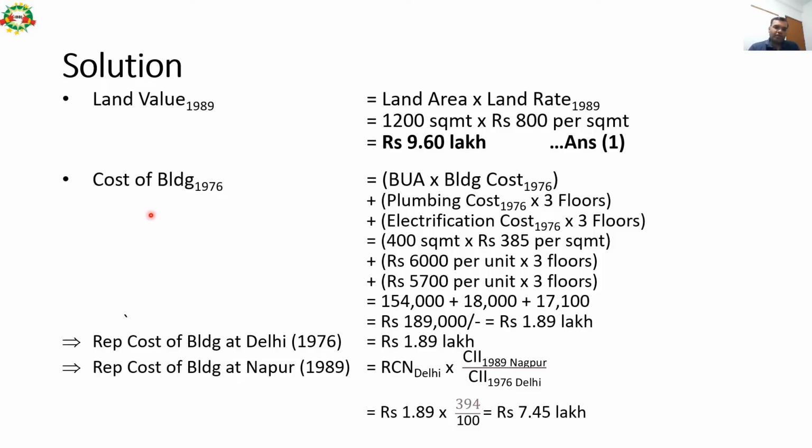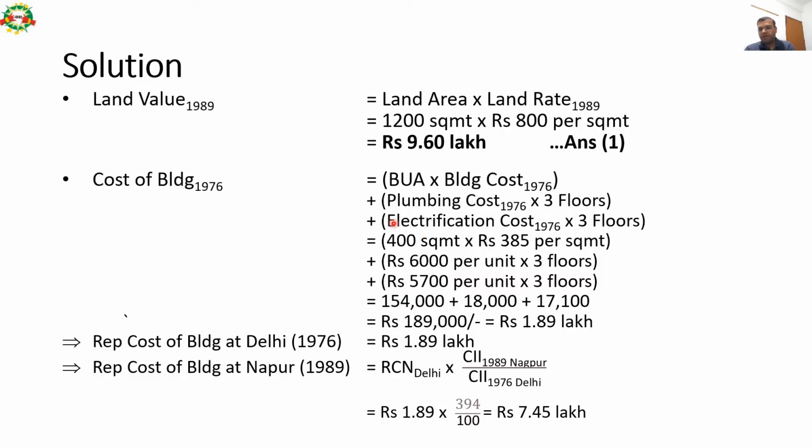Now to calculate cost of the building in 1976, first we have to calculate this. So built up area has been given in the question, and building cost in 1976 has been given. In addition to that, plumbing and electrification cost we have to add into it. So built up area is equal to 400 square meter, ground 200, first floor 100 and second floor again 100 square meter, and then 385 rupees per square meter is the built up area cost, which has been given in the question in the year of 1976. So this will give us the total value of building excluding electrification and plumbing.